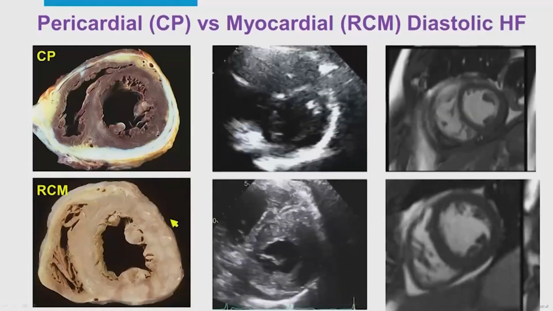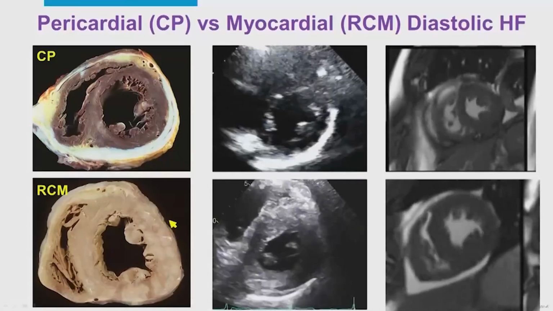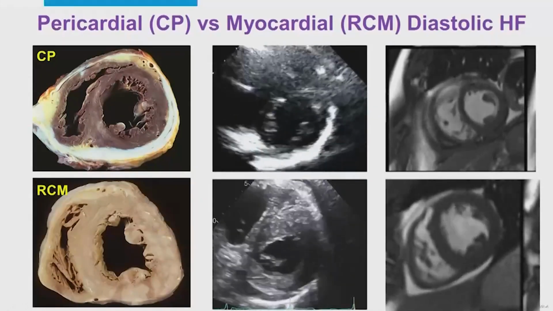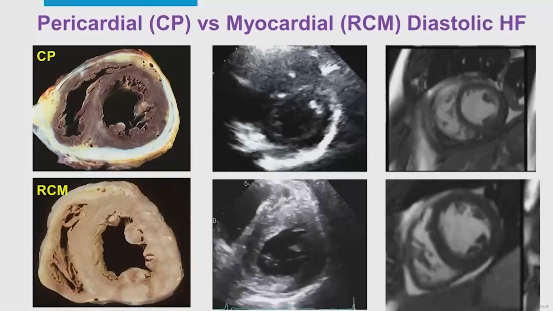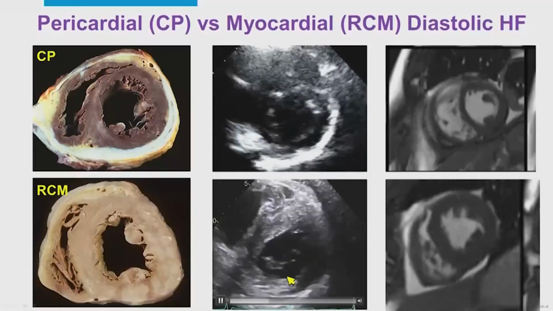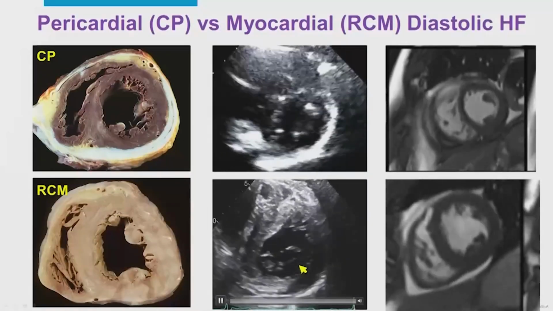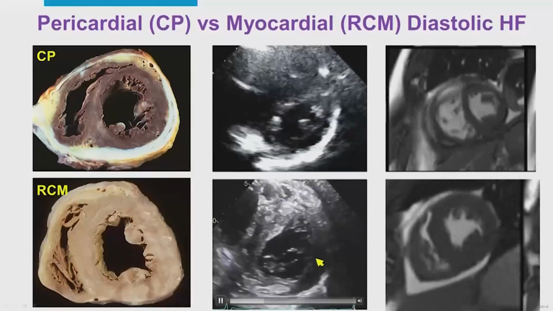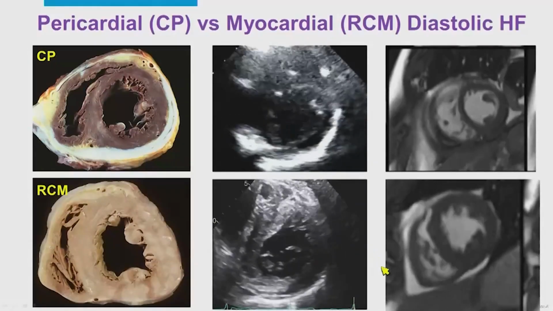But in patients with restrictive cardiomyopathy, whether thick walls, hypertrophy, or fibrosis, the diastolic filling is limited because of the muscle problem, not the pericardium. And then you see a slower relaxation of the heart, not like the patients with constrictive pericarditis, in echocardiography and cardiac MRI.